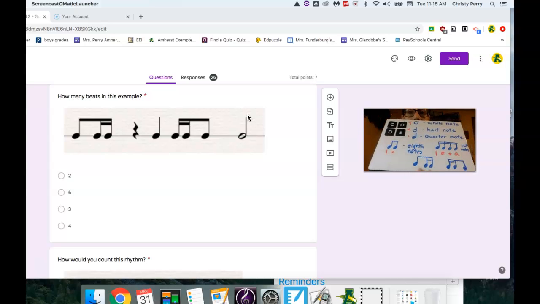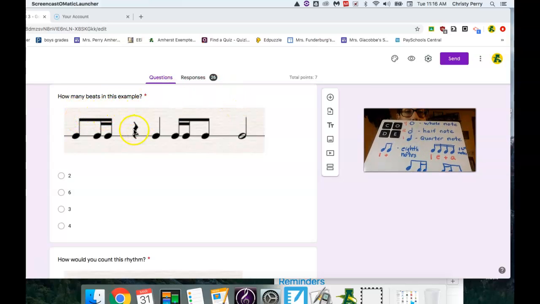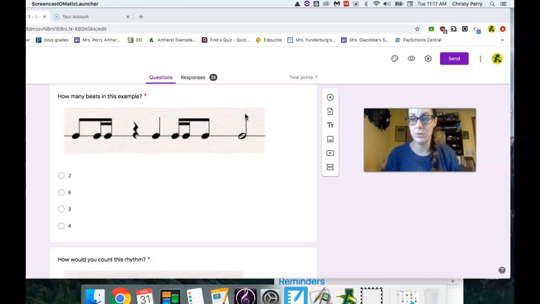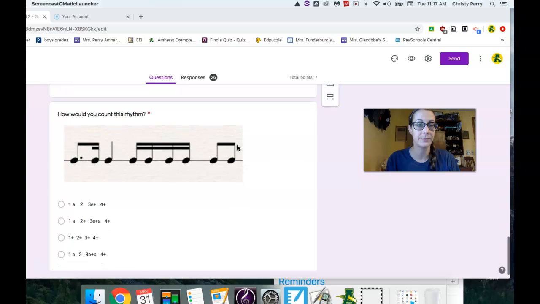So let's look back at the example. 1 and a 2. 3, it's a quarter note, it stands alone. 4 E and, I was at beat 4, and now I have this one. That is 2 beats for that half note. So that's 2 more beats. That is a total of 6 beats in that measure.